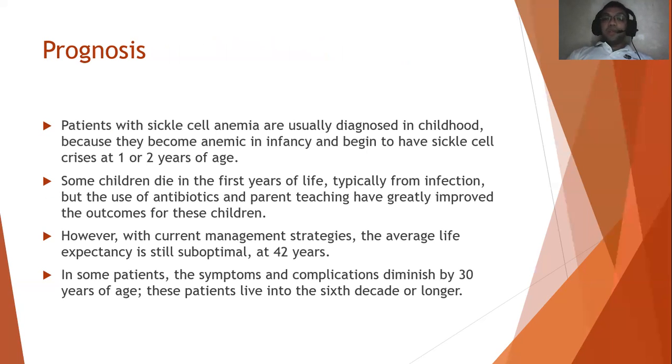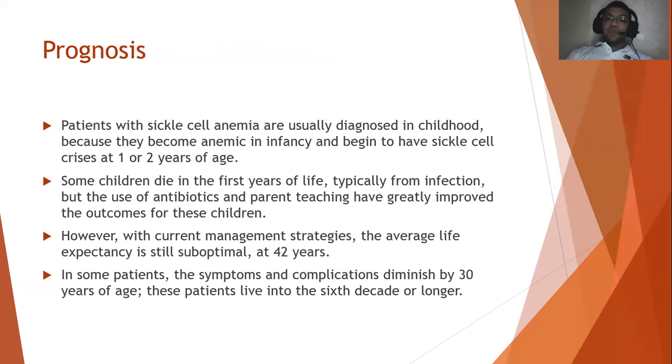Prognosis. Patients with sickle cell anemia are usually diagnosed in childhood because they become anemic in infancy and begin to have sickle cell crisis at around 1 to 2 years of age. And some children die in the first years of life, typically from infection, but the use of antibiotics and parent teaching have greatly improved the outcomes for these children.